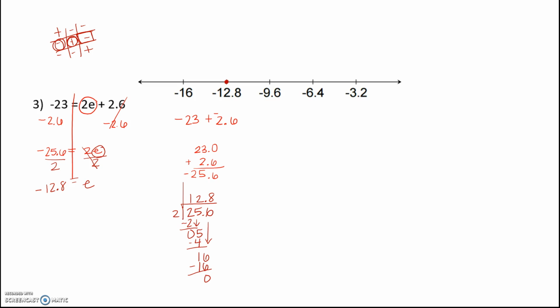Okay, guys, I have been absolutely horrible, and I have been skipping a step. All right, it's really important to always check your work. So you need to go back through it, and you need to substitute this back in for E to make sure it's right. So I'm going to do that over here.